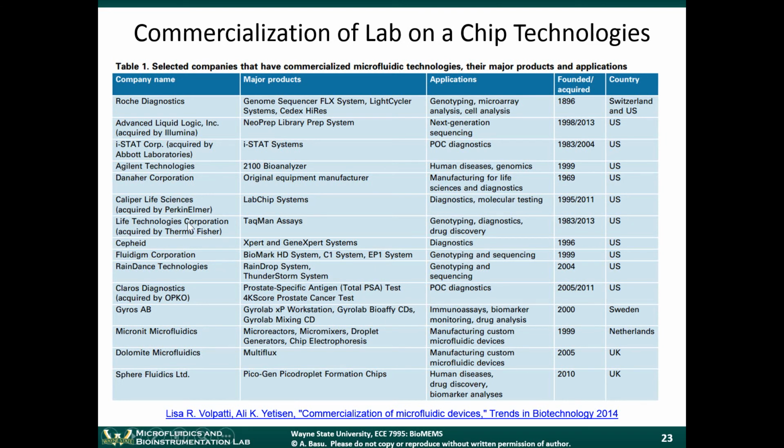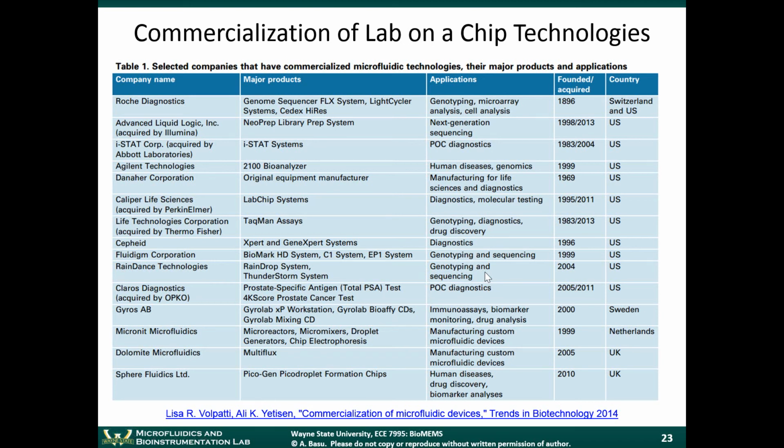So we talked a little bit about the field of droplet microfluidics. There are some companies that are doing quite well in that area. Raindance Technologies was founded in 2004. They're working on droplet microfluidic devices for genotyping and sequencing.